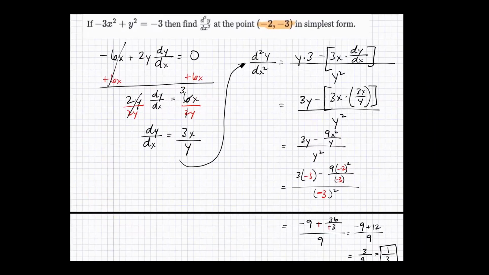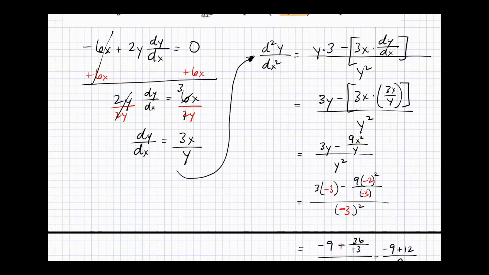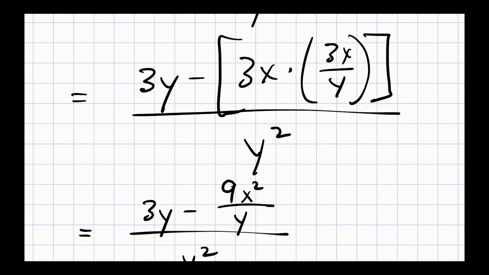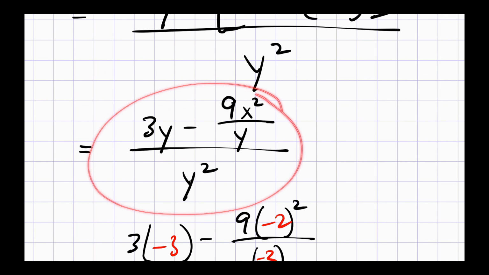Okay. So by plugging in a point, it's actually less work because you don't have to simplify everything down. Once you've plugged in here and you simplify it a little bit and you only have x and y's, then plug in your point there and you're done.